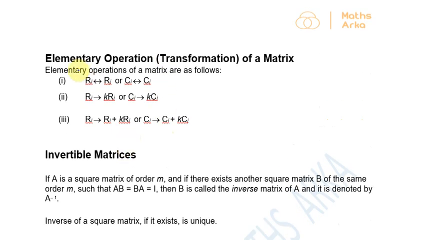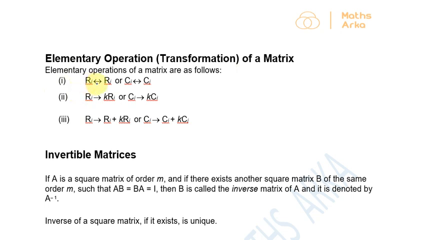Now coming on to the elementary operations of a matrix. This is one of the very important topics, and let's look into it very carefully. Elementary operations are some of the operations which we can do over a matrix. So what does the first part say? It says Ri and Rj.